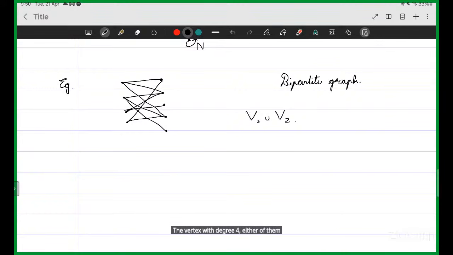Sir, but no vertex has degree 4 here. Actually, the correct graph is the third one. I mean, the third one in the previous question. That's what I was asking.